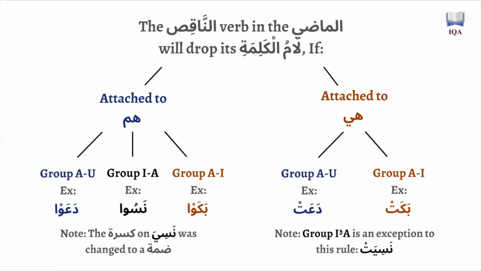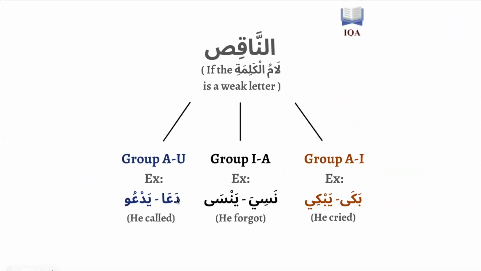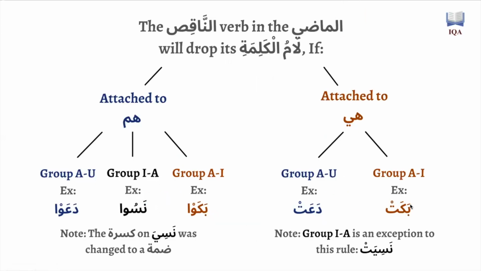Now, when it's attached to hiya, group AU and group AE are going to drop the lam kalima, but group EA is an exception. For group AU, when you attach hiya to it and the ta ta'nith comes, it becomes da'at. The alif that was here is dropped in order to attach the ta ta'nith. Same thing for bakat, same exact principle. Group EA is an exception to this rule because the ya stays, as there's no need to drop it, and it's nasiyat. Nasiyat means she forgot.